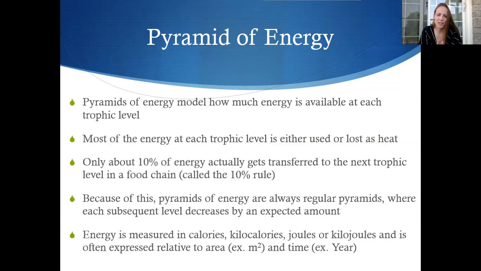So because of all this, pyramids of energy are always regular pyramids, because you're always going to have only 10% of the energy in a trophic level getting passed on. So you're always going to be getting less and less energy available as you move up that pyramid. Energy is measured in either calories, kilocalories, joules, or kilojoules, and it's usually expressed as an area, for example, joules per meter squared. You usually also represent this as a specific time of year, because obviously there's more available energy in plants during the summer than in the winter.